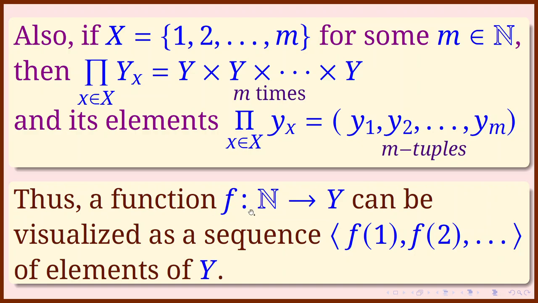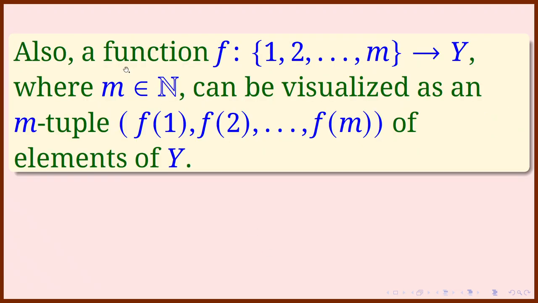Thus a function f from N to Y, that means f is an element of Y to the power capital N, can be visualized as a sequence like this, f1, f2, f3 and so on, of elements of Y. So this type of function can be visualized as a sequence of elements of Y. Also, a function f from this finite set to Y can be visualized as an m-tuple f1, f2, up to fm of elements of Y.